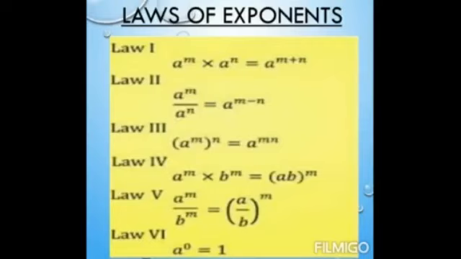A to the power m whole power n is equal to a to the power m into n. A to the power m into b to the power m is equal to (ab) to the power m. Here powers are same and bases are different. Then a to the power m upon b to the power m is equal to (a upon b) whole to the power m. A to the power 0 is always 1.